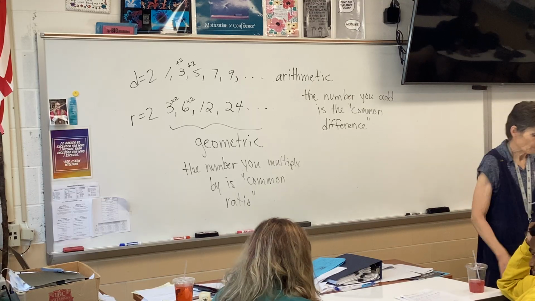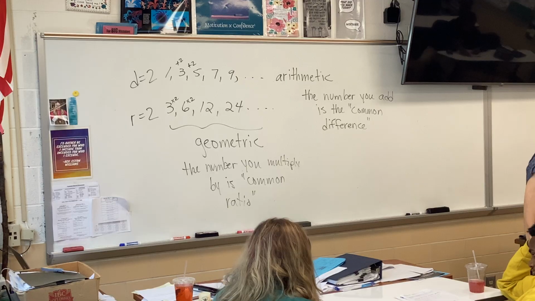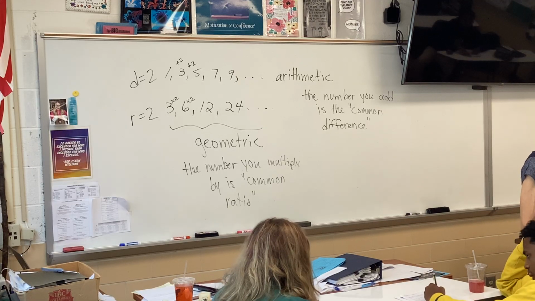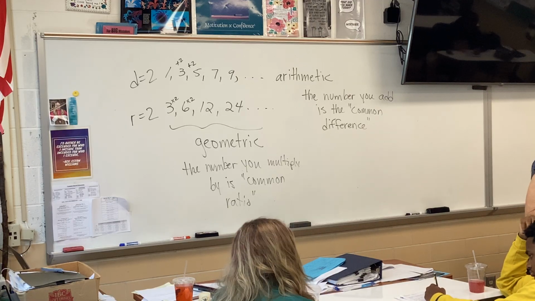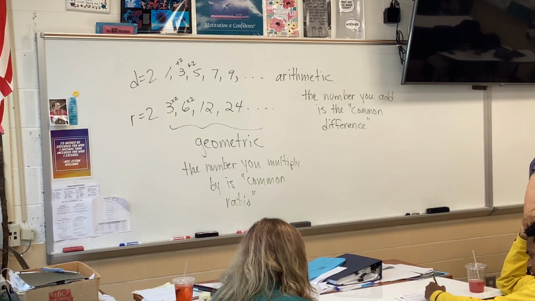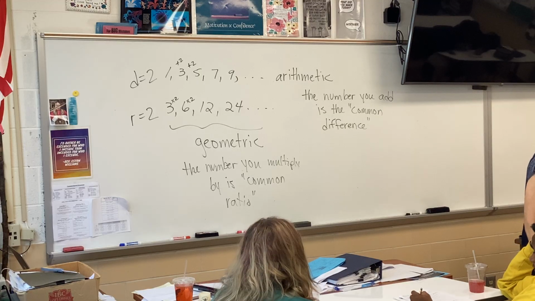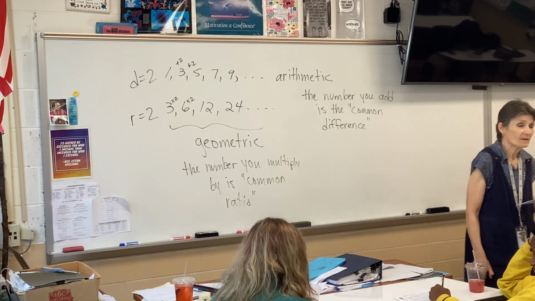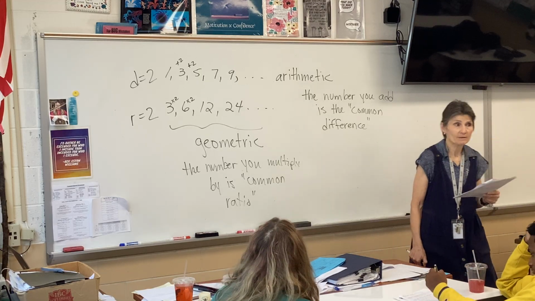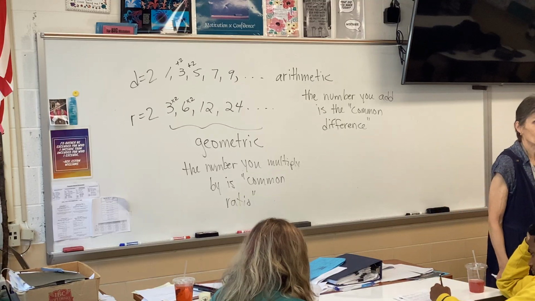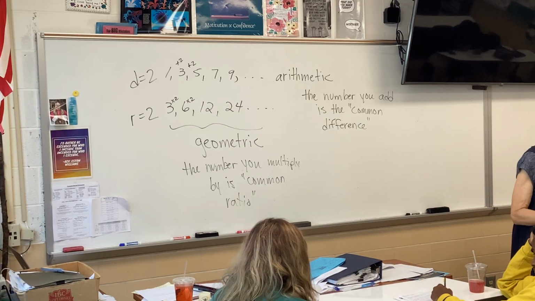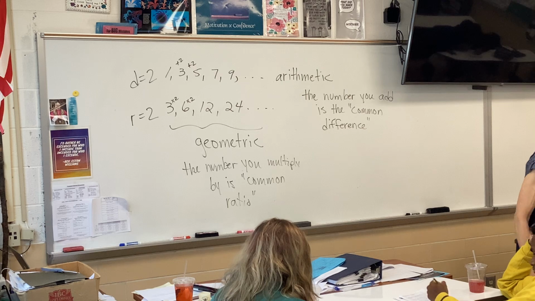All right. What about E? Geometric, the ratio is 2. We're doubling. Times 2, times 2, times 2. F, I think, is the one I have on the board. F is arithmetic with a common difference of plus 2. And what about G?